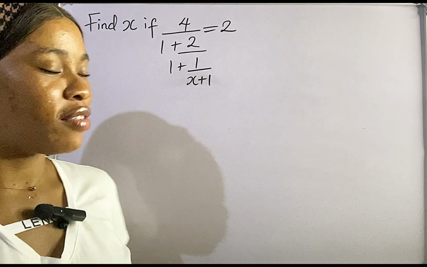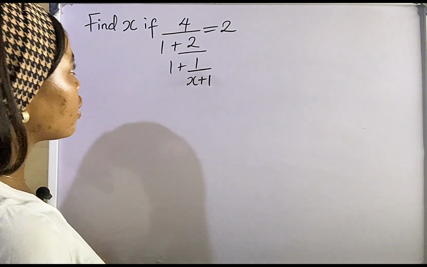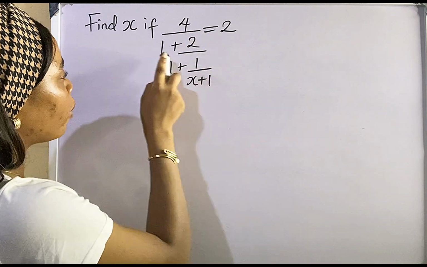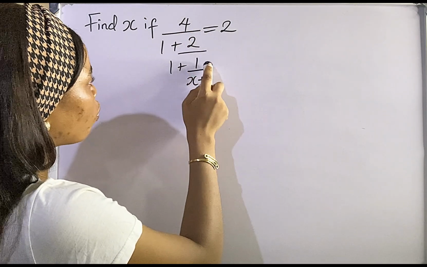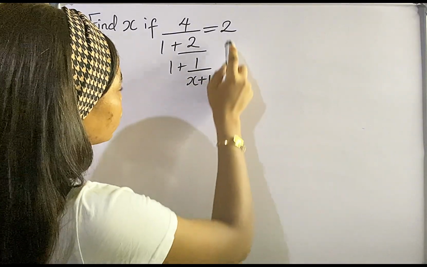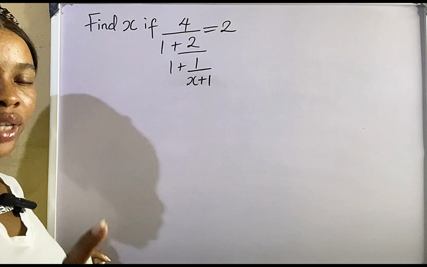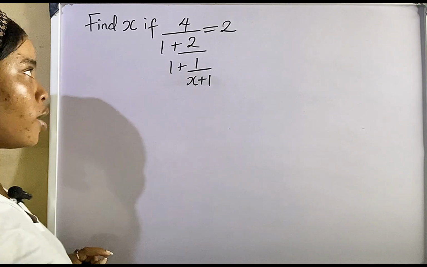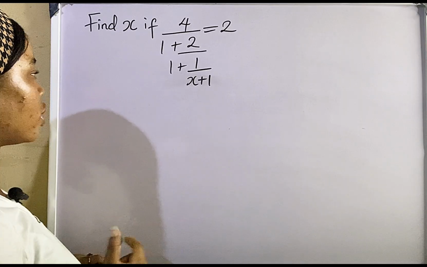So today we have a question on the board: find x if 4 all over 1 plus 2 all over 1 plus 1 all over x plus 1 equals 2. Now, it looks complicated, right? But I'll walk you through the steps bit by bit. Let's resolve this one after the other.